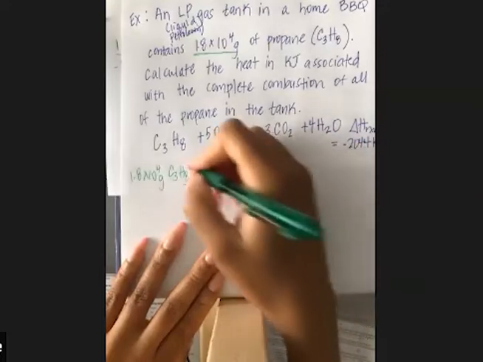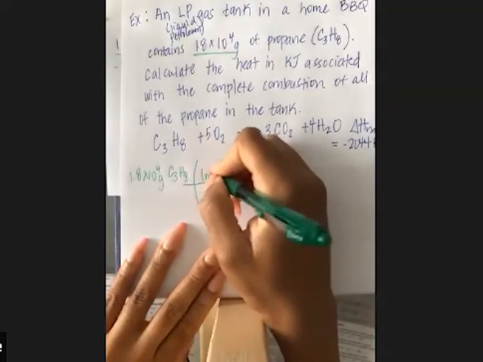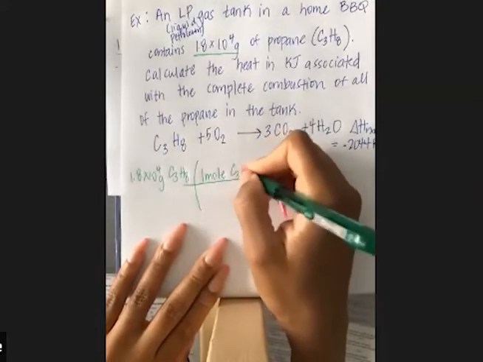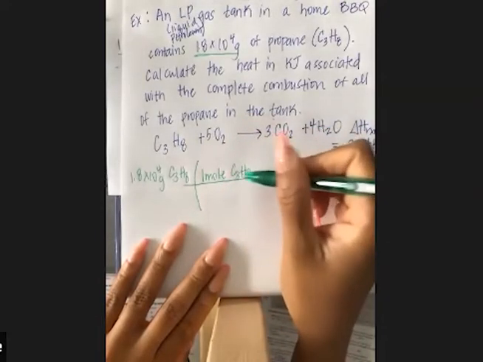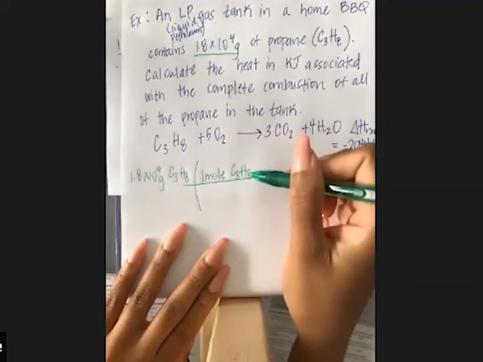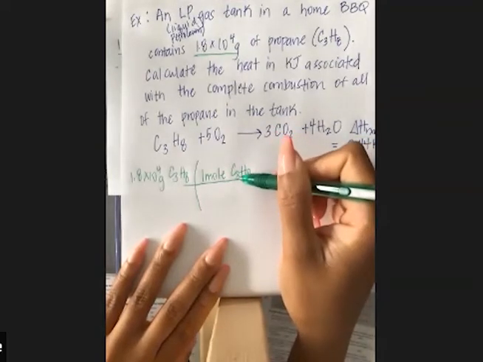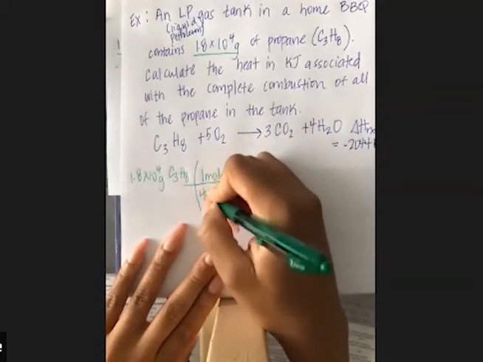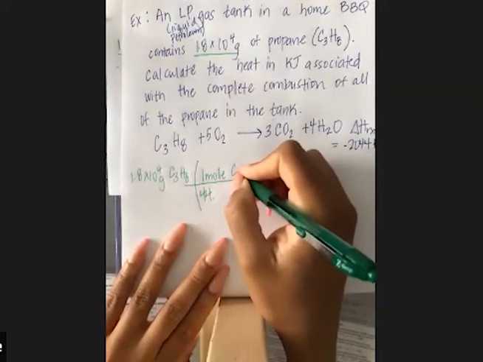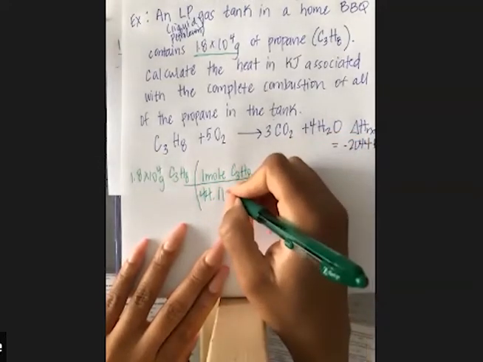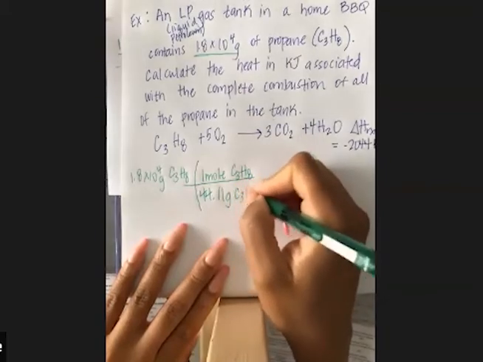1 mole of propane is going to be equal to the molar mass of propane. So we're saying 12 times 3 plus 8 times 1. That's 36 plus 8, 44. So something like 44.11 grams of propane.